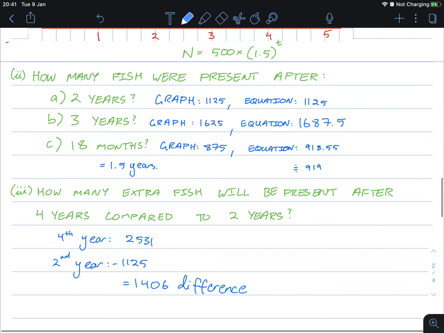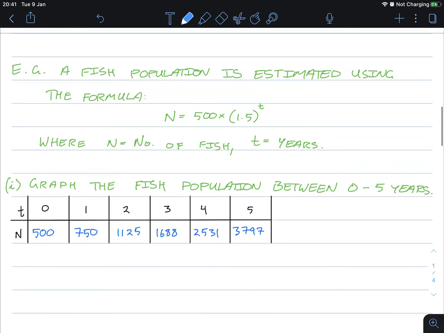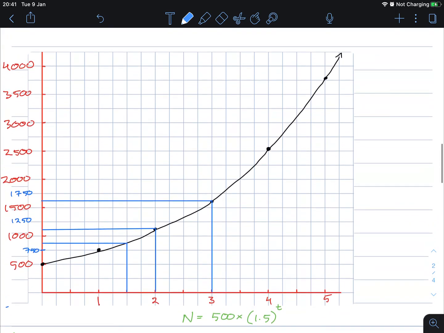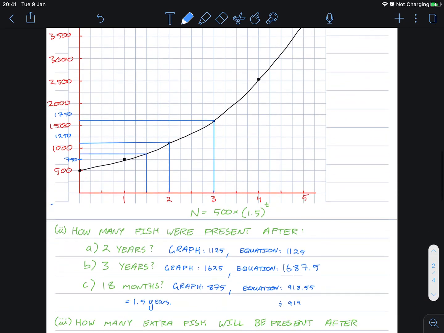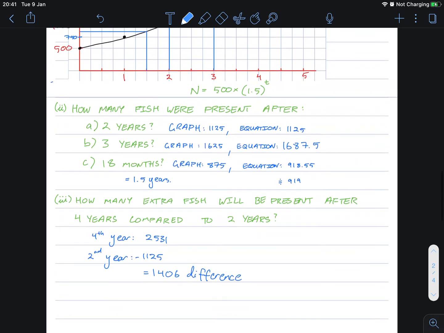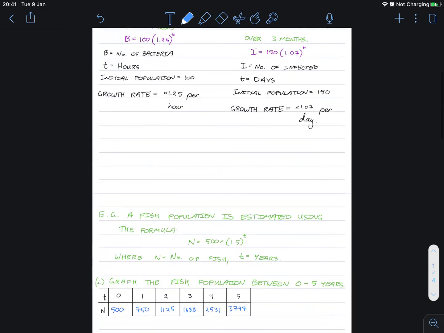Okay, so I hope that gave you an insight into, first, completing a table of values from an exponential growth, plotting them and graphing them on a Cartesian plane, and using the graph and the equation to determine points and do some extra calculations between them in this question here. Hope to see you in the next video.